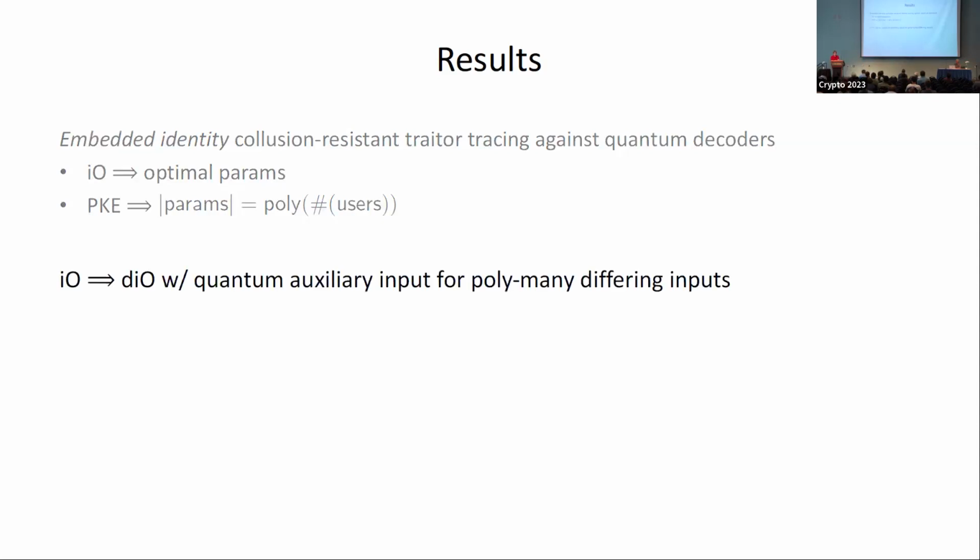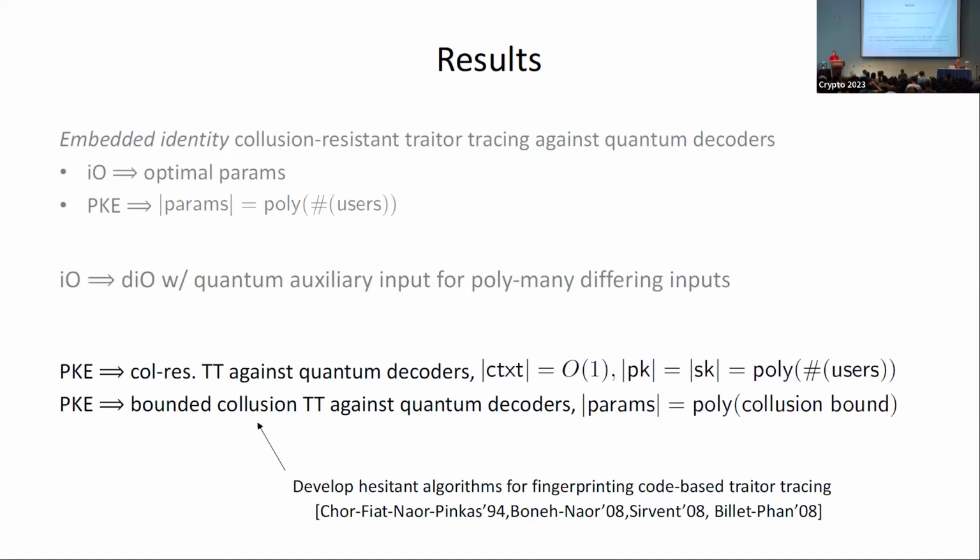We also solve the equivalence between IO and DIO with quantum auxiliary input, where the number of differing inputs is polynomial, providing a quantum version of the same classical result. And then we turn to combinatorial traitor tracing schemes, which are based on things called fingerprinting codes. And there we can show, under the assumption of public key encryption, we get collusion-resistant traitor tracing with constant size ciphertext, but the other parameters grow with the number of users.